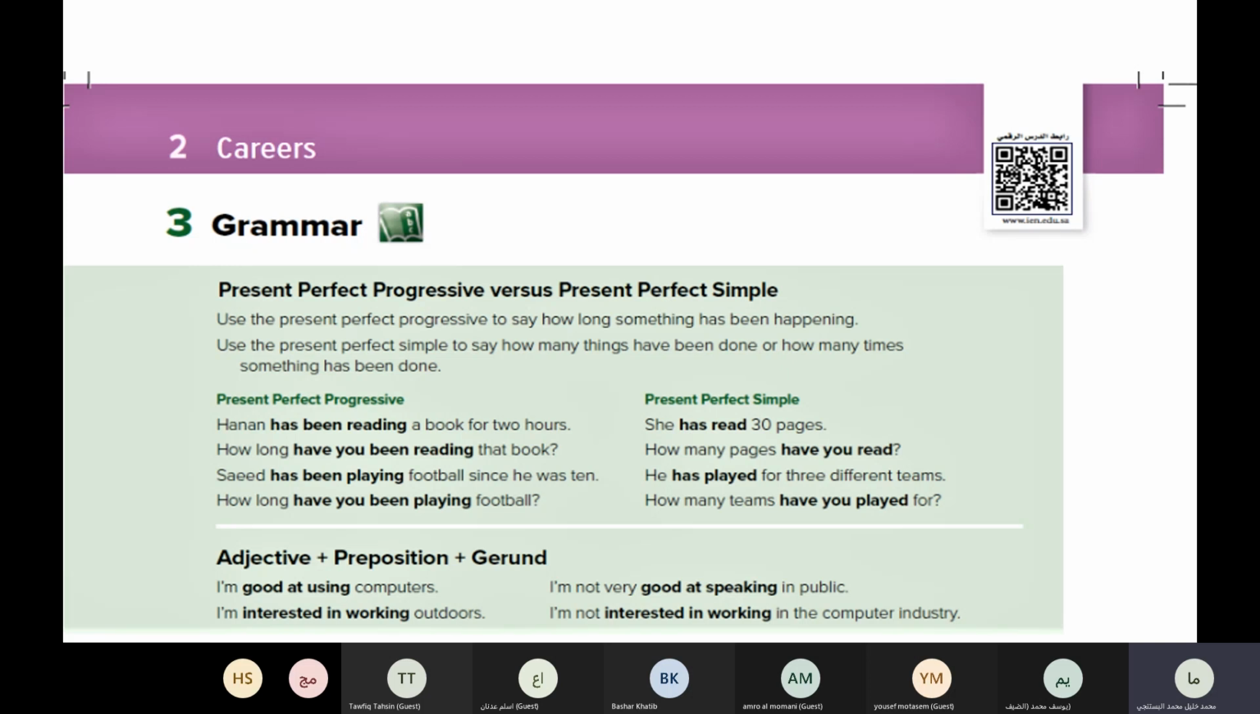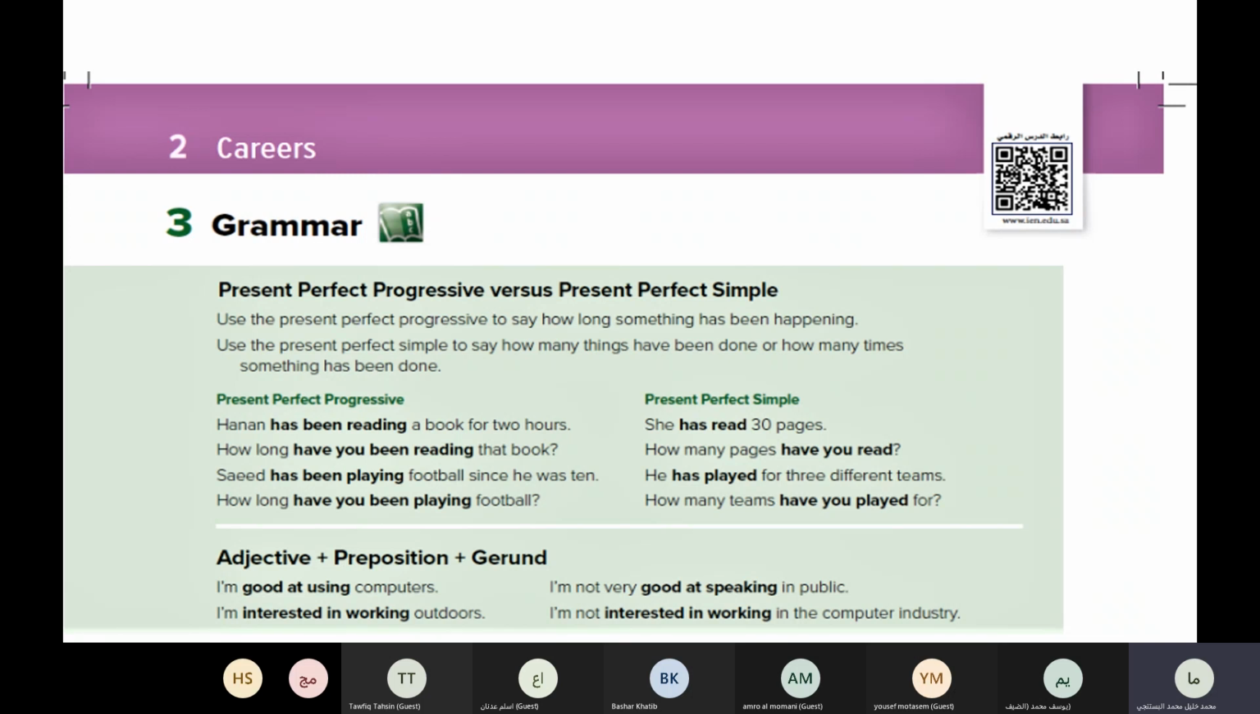I have been studying. I have been teaching English for 20 years, started in the past, doing the action up to now, and may continue where? In the future. Yes, good. Very good. So if you want to focus on time, started in the past, happening up to now, but focusing on the duration of time, we use the present perfect progressive.